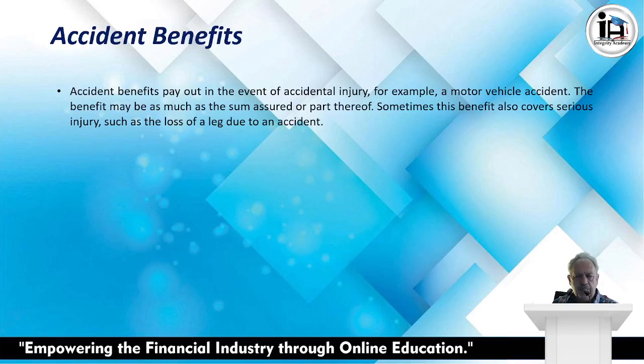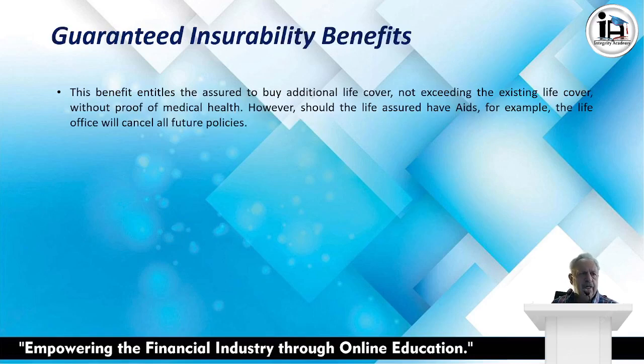Right, accident benefits. Accident benefits pay out in the event of accidental injury, for example, a motor vehicle accident. The benefit may be as much as the sum assured or part thereof. Sometimes this benefit also covers serious injury, such as the loss of a leg due to an accident, the loss of a hand or a body part.